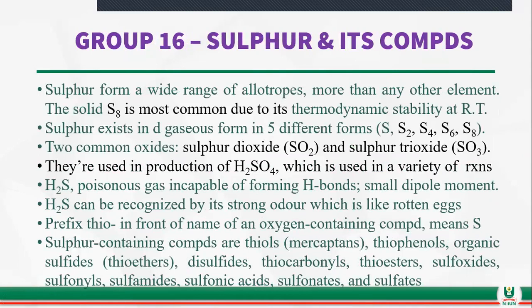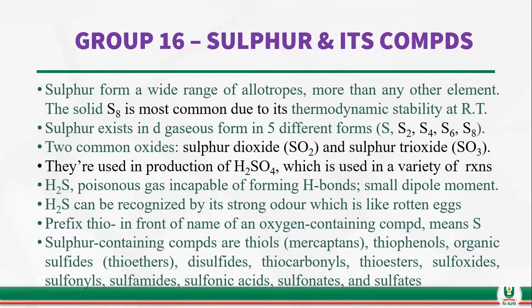Sulfur is another member of that group. Sulfur forms a wide range of allotropes, unlike oxygen that has only ozone and the oxygen gas. Sulfur can form 5 different kinds of allotropes, but the most stable of it is S8 and is solid in nature. Other ones are S, S2, S4, and S6. These are possible because of the ability of sulfur to expand its octet.